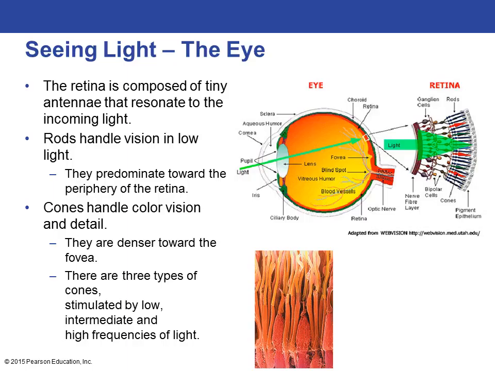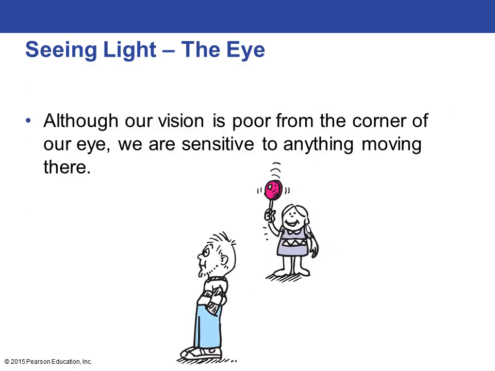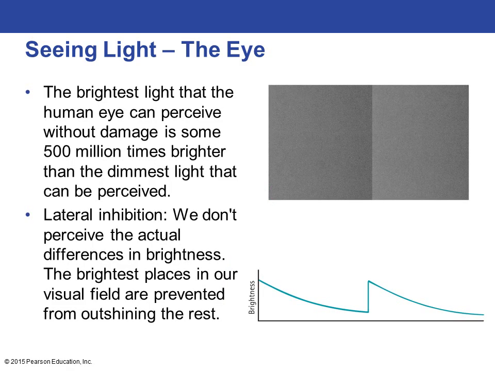There are 3 different types of cones, and they're stimulated by low, intermediate, and high frequencies of light. So although our vision is poor from the corner of our eyes, we're still sensitive to anything moving there. So we can see movement, not as much detail, but we can see things moving out of our peripheral vision.